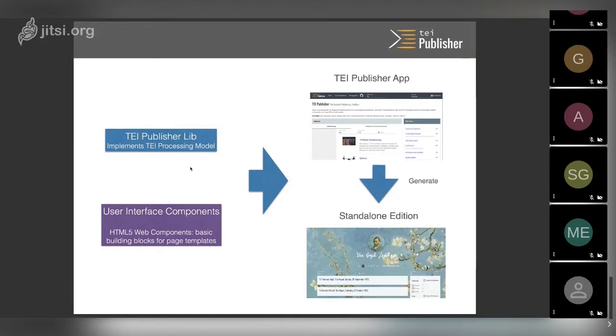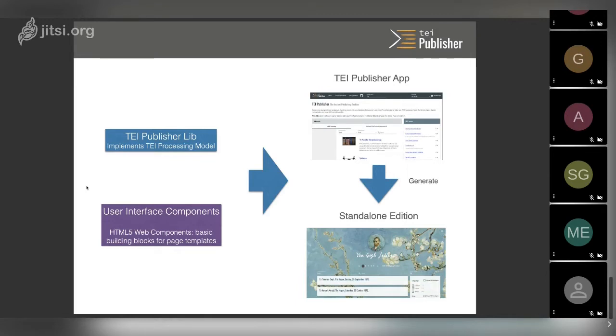They share the key components of TEI Publisher. There are two key components. The first key component is the TEI Publisher lib, or library. That's actually an implementation of the so-called TEI processing model. The TEI processing model is part of the TEI standard, and it basically does all the transformation of TEI documents to HTML, as we just saw. So this is one of the core components of TEI Publisher, what it's based on.